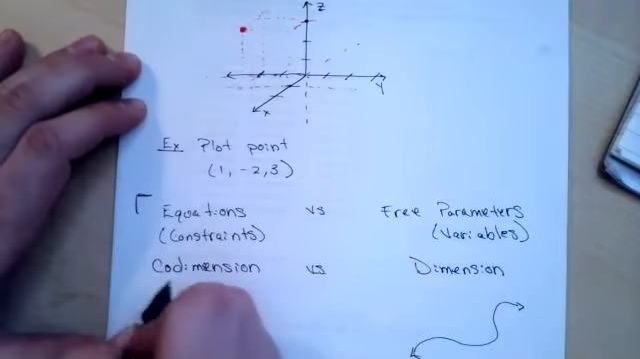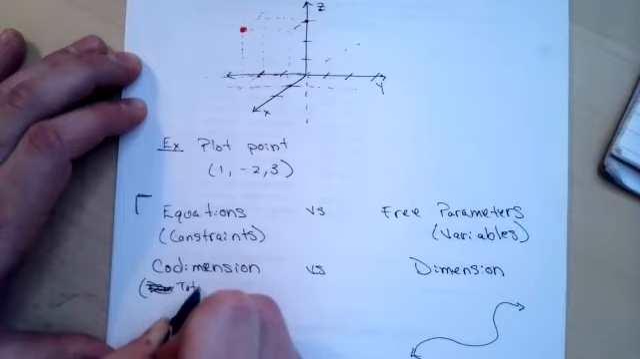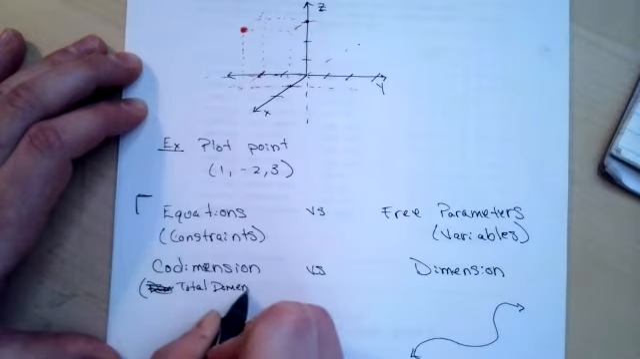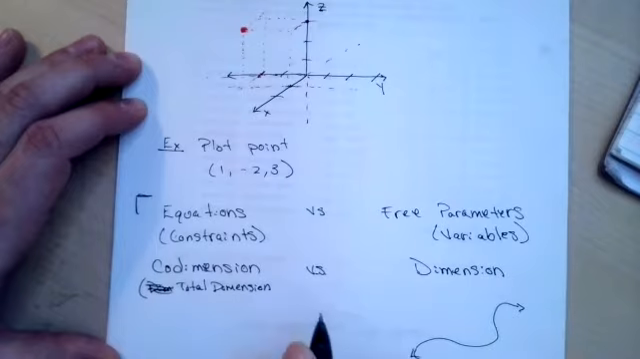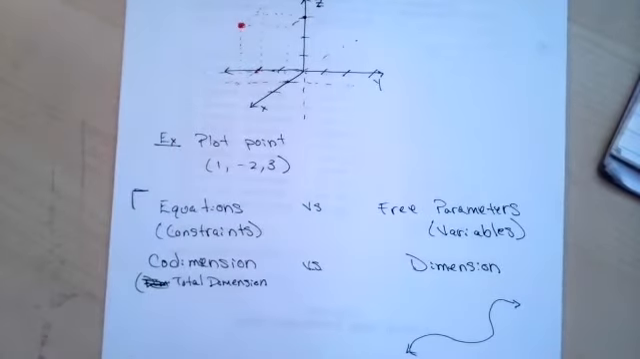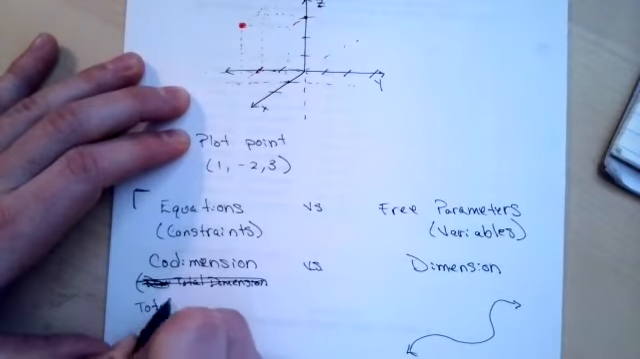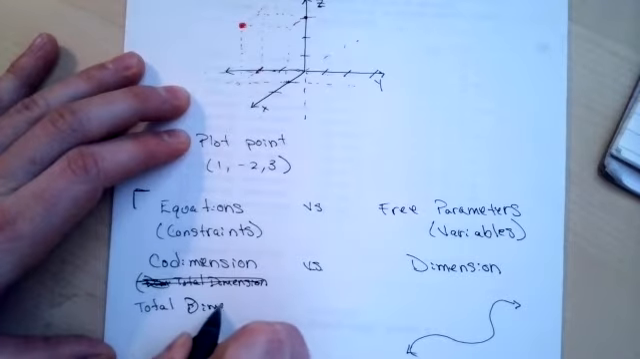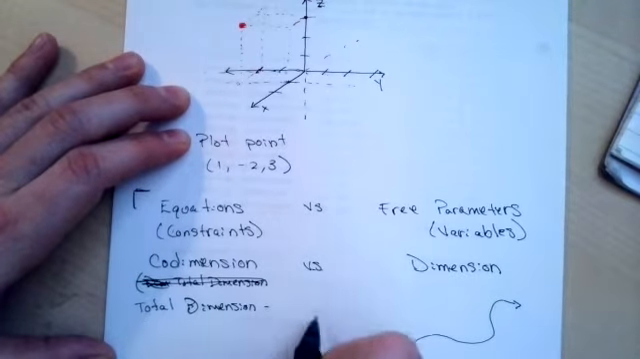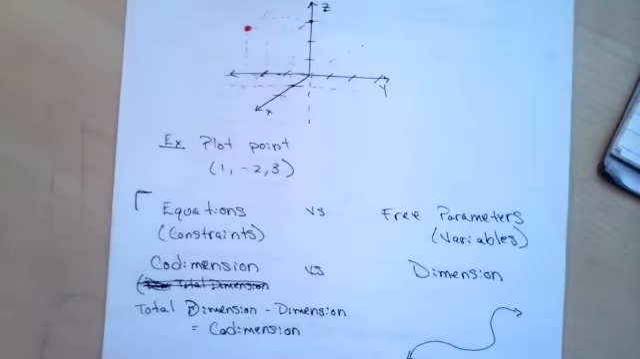And what do I mean by codimension? The codimension is going to be the total dimension minus the dimension of the object. Or I guess we should say, let me write it this way, the total dimension minus the dimension is equal to our codimension. I'll explain that a little bit better in a second when we see some examples.